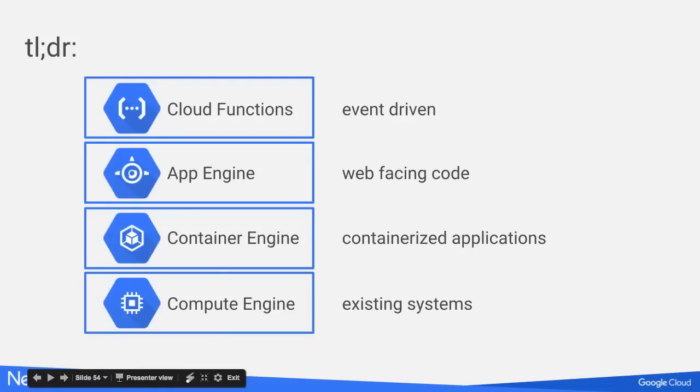So that's the TLDR. We'll circle back around. The take-home for your colleagues and other folks is: if you are primarily thinking about events, internet glue, HTTP duct tape, think Cloud Functions. If you primarily have code that is meant to be web-facing, think App Engine. If you're primarily thinking containerized applications, think Kubernetes and Container Engine. And for everything else, for existing systems, start with Compute Engine and think about where the right fits are from there.